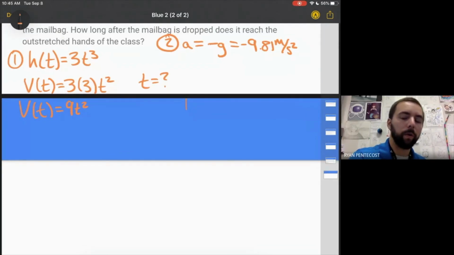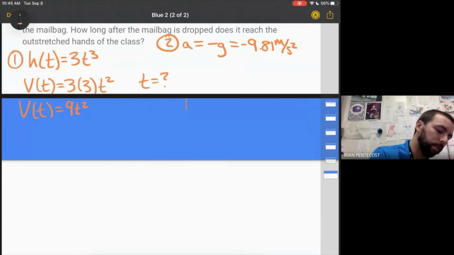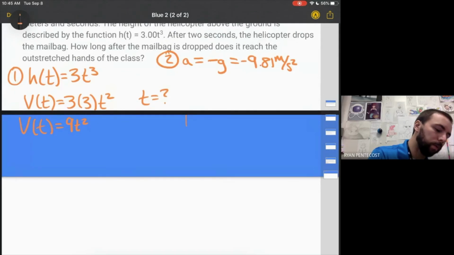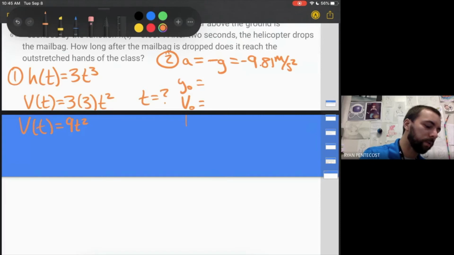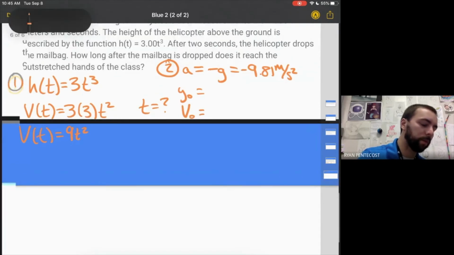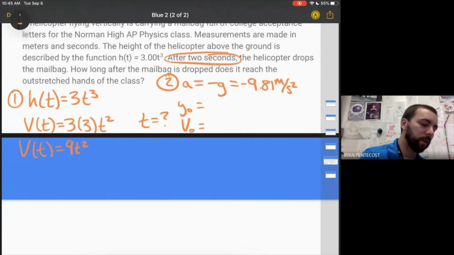So what we really need to know for this second section is the v naught, right? We will need to know the initial position, and we will need to know the initial velocity. We don't need to know anything else because it just needs to know the time after it was dropped. So we have the first 2 seconds, then how long after the bag is dropped. We already know the acceleration. It's in free fall.